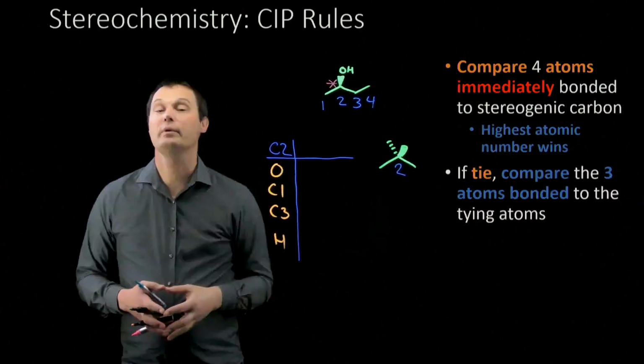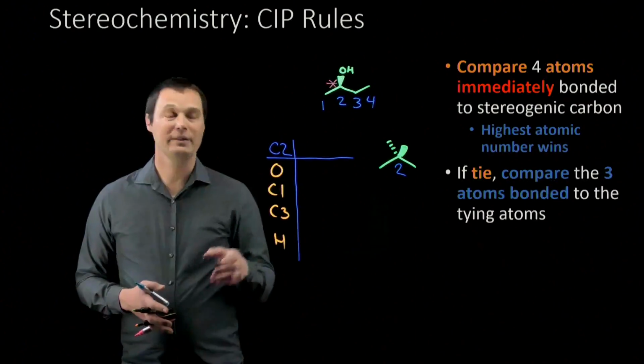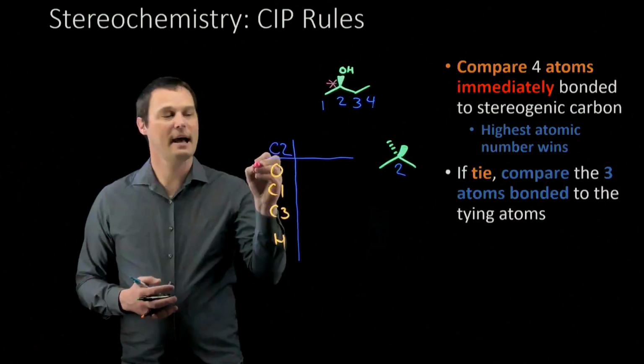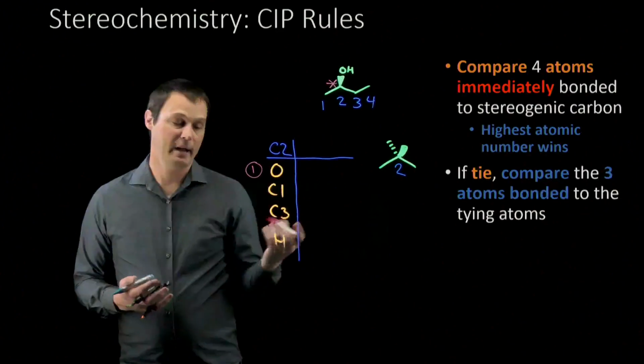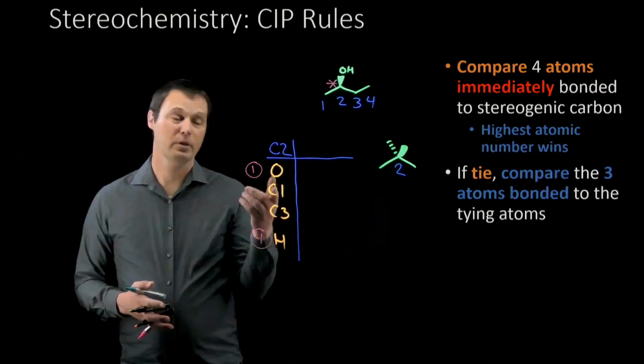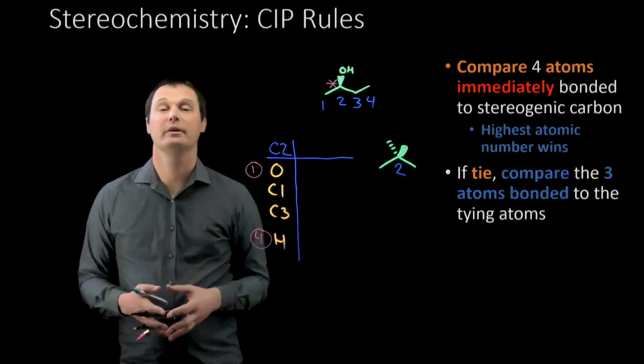If any of these are unique, we can go ahead and assign their priority number. Oxygen and hydrogen appear in this list only once, so we can go ahead and prioritize them. Of this list, oxygen has the highest atomic number, so it will be priority number 1, and hydrogen will always be priority number 4 if it's present. But what about carbon 1 and carbon 3? Those are the same element. They tie. How do we handle it if the elements tie?